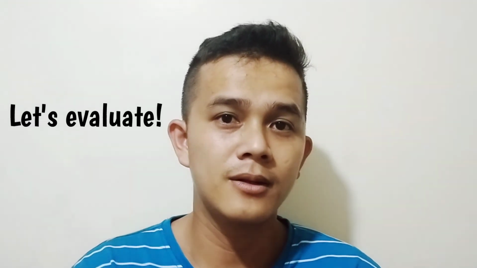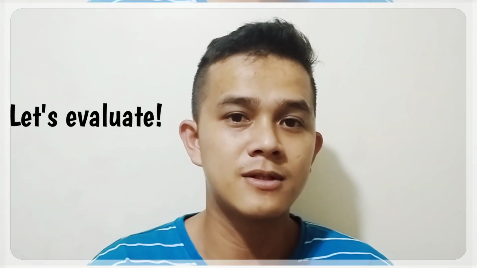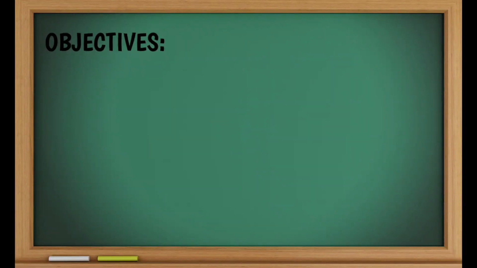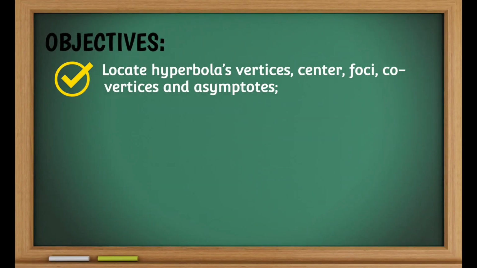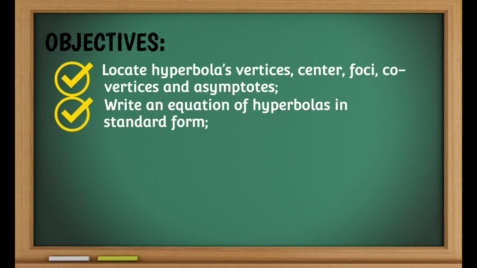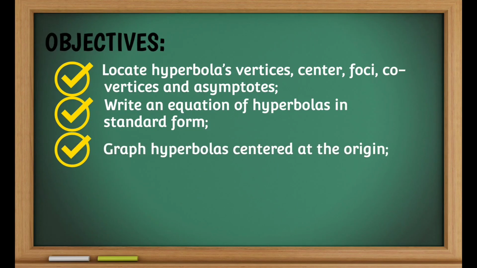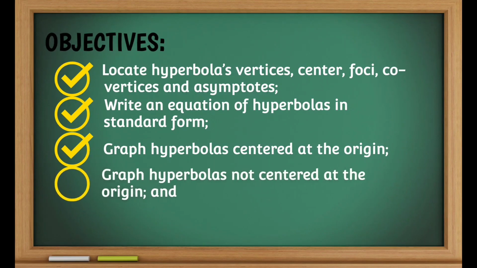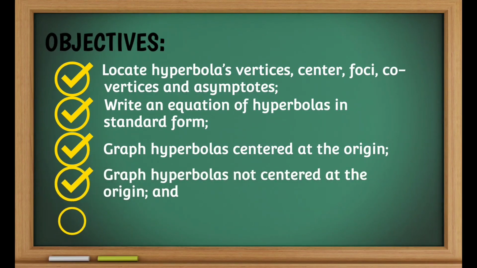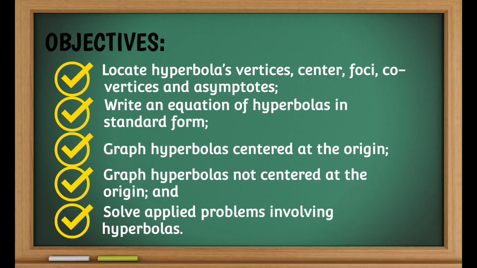Now, let's evaluate if we have attained our objectives. These are our objectives. Number 1: locate the hyperbola's vertices, center, foci, co-vertices, and asymptotes. Number 2: write an equation of hyperbolas in standard form. Number 3: graph hyperbolas centered at the origin. Number 4: graph hyperbolas not centered at the origin. And number 5: solve applied problems involving hyperbolas. We have successfully attained our objectives.